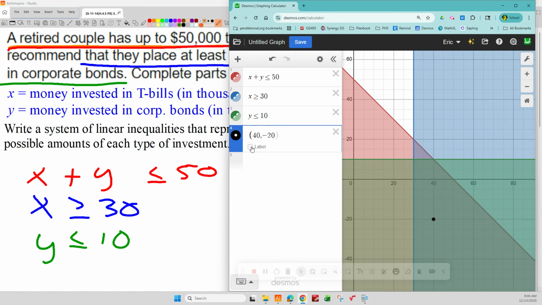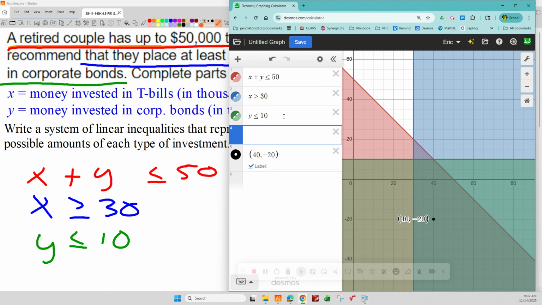Well, look, that's in our solution set, but that's a tough investment to make, right? If you're going to invest $40,000 in T-bills and negative 20 in corporate bonds, how do you invest negative 20? I don't think you can, right? What's that? They pay you? Yeah, I don't know. That might be a good deal. So what are the implied other inequalities here? Even though they're not stated explicitly, you always have to look for the implied statements too. What are the implied inequalities that we just assumed without even stating?